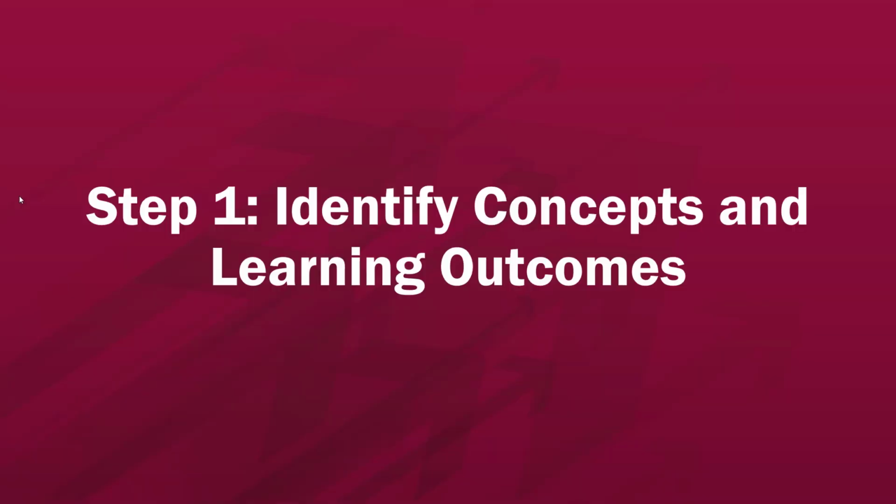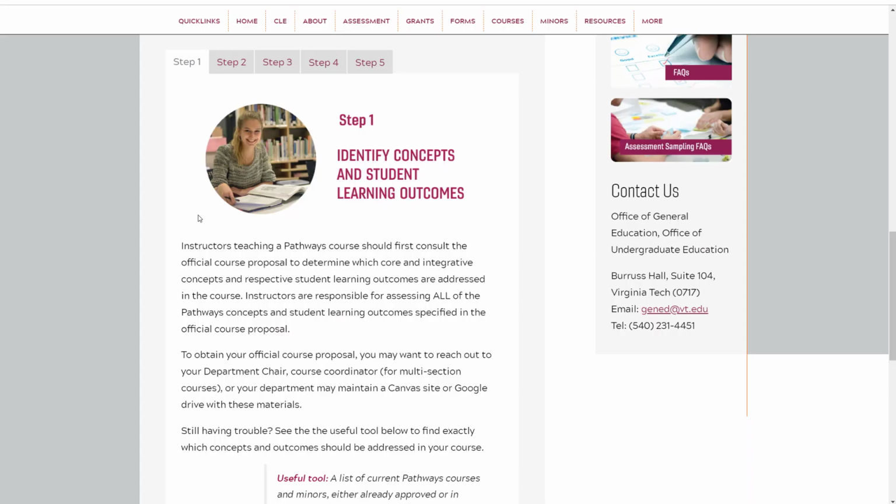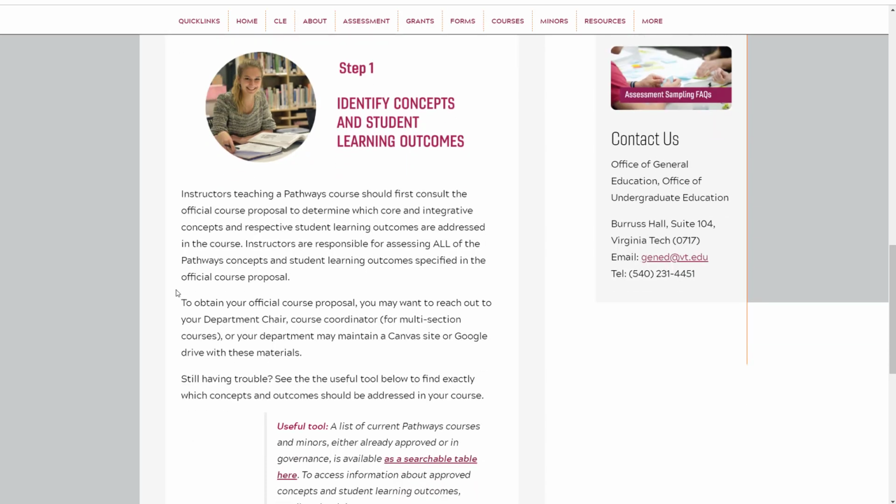In step one, we need to first identify our concepts and our learning outcomes for the course. So we go back to the website. We're here at step one. Right off the bat, we have to figure out what outcomes and concepts align with the official course proposal approved through governance. If you don't have that, you could obtain it through your department chair.